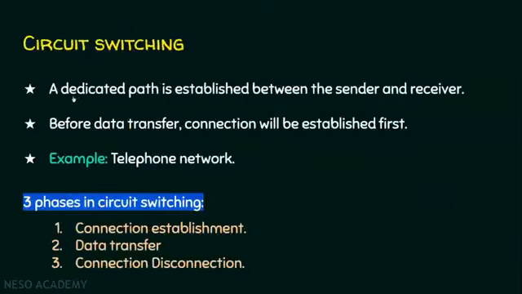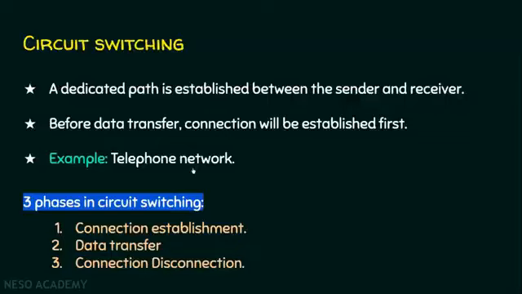In circuit switching, there is always a dedicated path that is established between the sender and the receiver. It means between the sender and the receiver, there will be a dedicated path. Before data transfer, connection will be established first. It means before data is transferred, we have to establish the connection. Once the connection is made, then only data transfer begins. For example, telephone network. Telephone network is a well-known example for circuit switching. Sender first dials the number. Once the connection is established, then they can talk to each other. So dialing the number and establishing the circuit is done in the first phase, and then the data transfer happens.